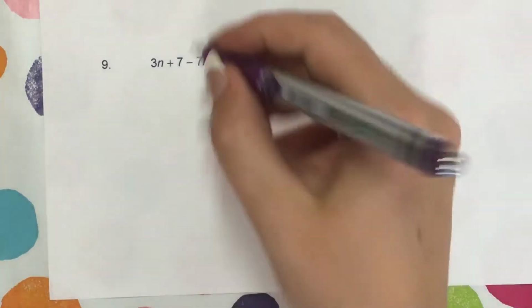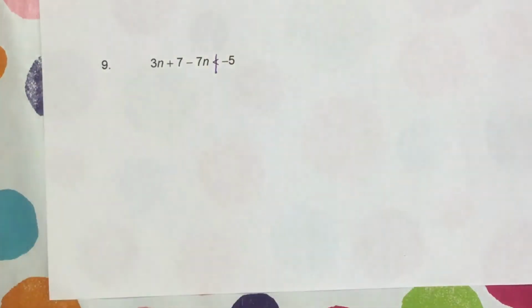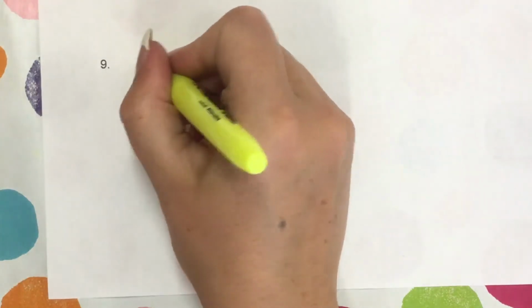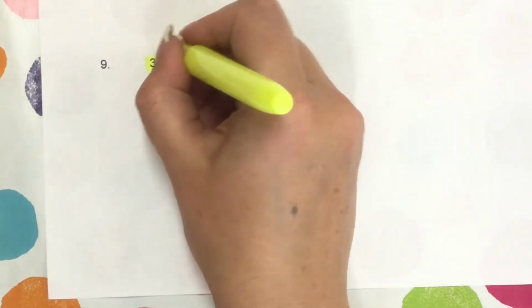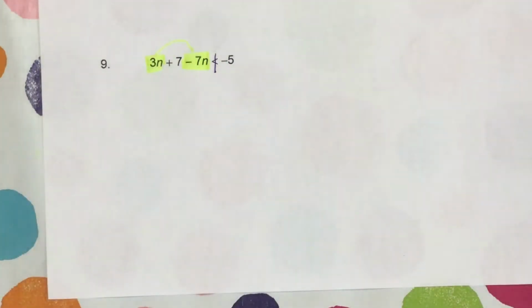Okay, on to problem number 9. So when we're doing number 9, what I see when I look at this inequality is that we have variables on the same side of the inequality. We have 3n and we have negative 7n. So we need to go ahead and combine those like terms.